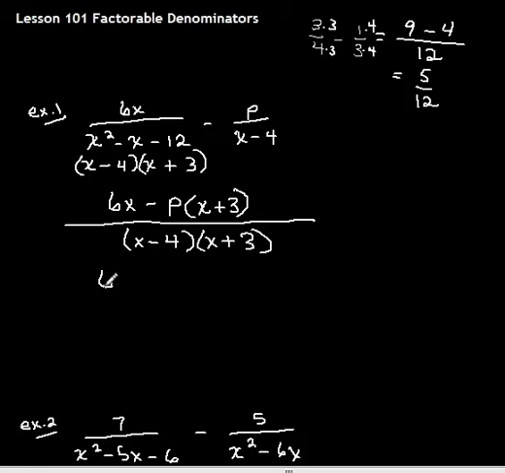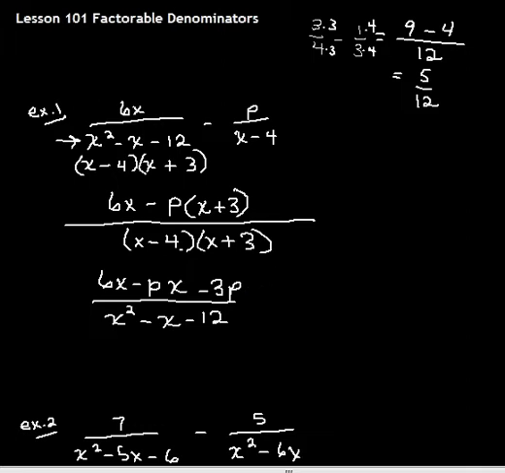So we get 6x minus px minus 3p all over, and you can either leave it in factored form, which is fine with me, or you can multiply it out and get x squared minus x minus 12. Using FOIL, we should get what we started with up here. It's not that hard. So that's an easy example of what we're going to do.